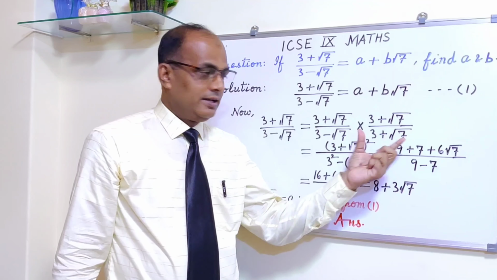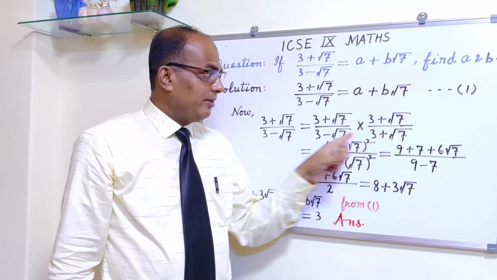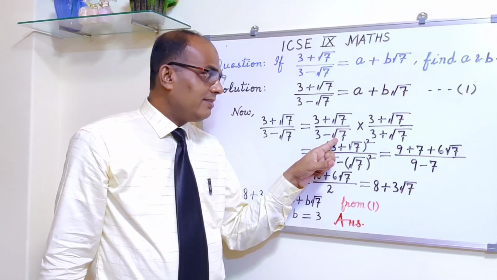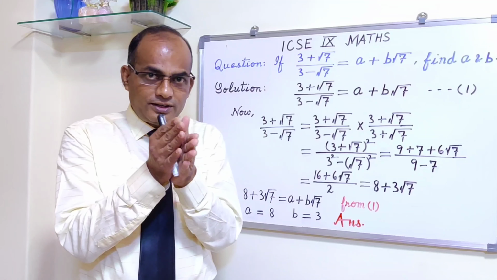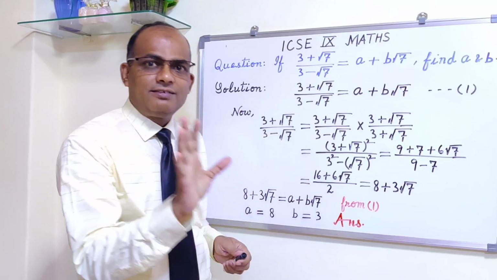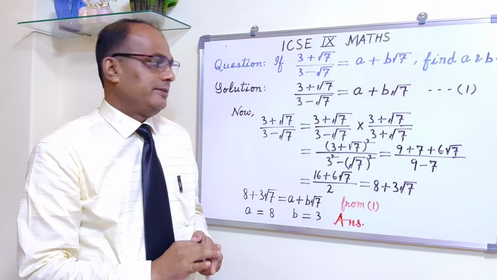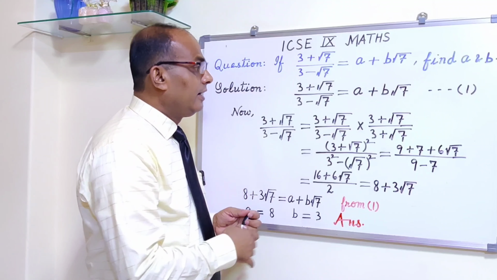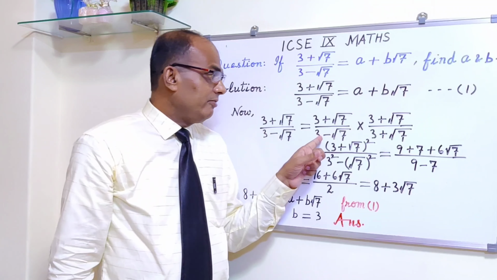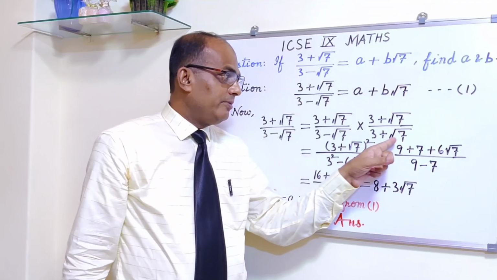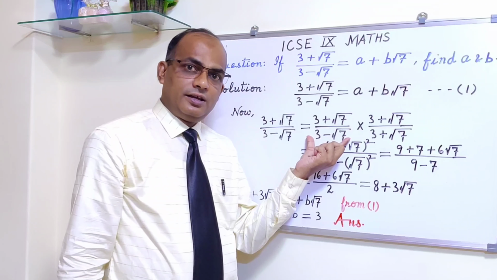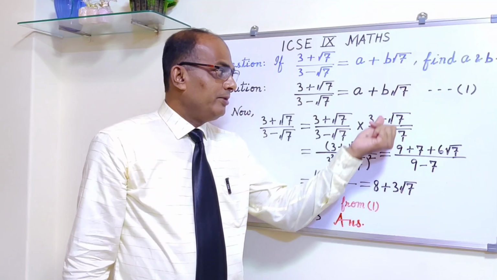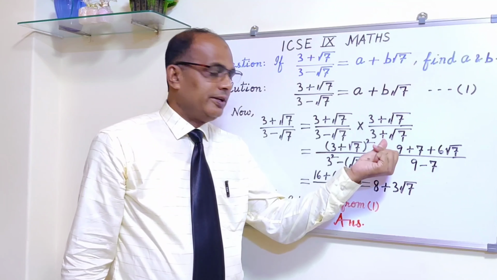Right? Either this is the rationalizing factor of this, or similarly this is the rationalizing factor of this, because when we multiply both of them together, we get a rational number. That is called the rationalizing factor. So here we are multiplying by the rationalizing factor of 3 minus root 7, which is 3 plus root 7, or you can say the conjugate of 3 minus root 7, which is 3 plus root 7. We multiply both numerator and denominator. Fine.